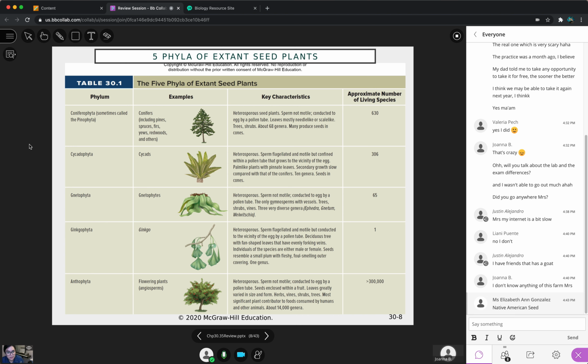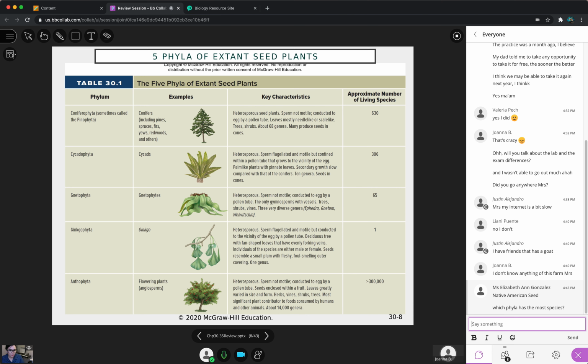These are different types of seeded plants. On the screen, can you tell me which one of these 5 phyla has the most species? So again, from this picture, which phyla has the most species? You can put it in the chat if you need to.